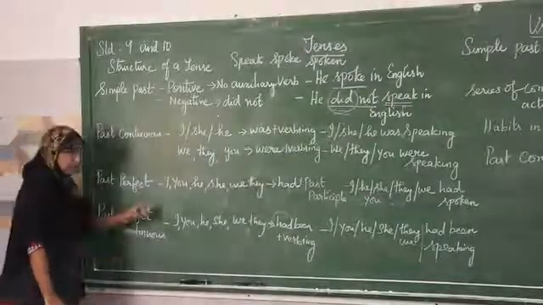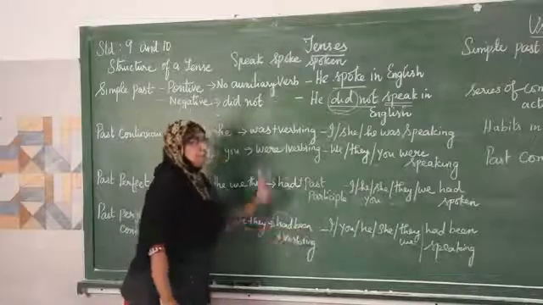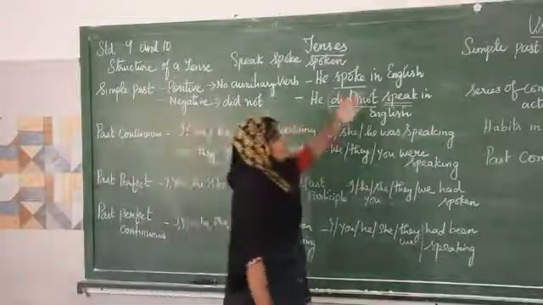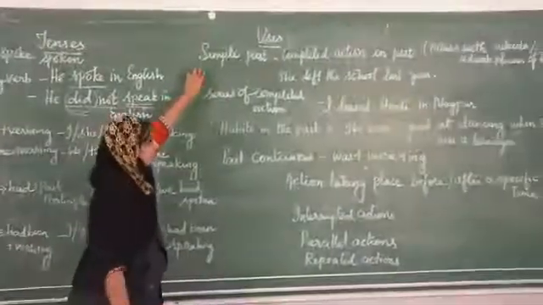Past perfect continuous, again, what is the format here? Had plus been plus verb plus ing. Now, let us go for the uses of simple past. When do you have to use simple past tense?